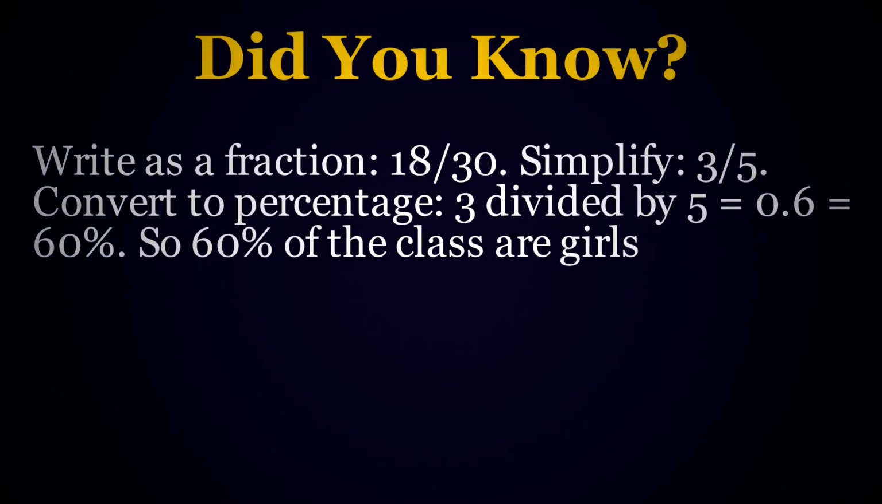A quick fact for you: write as a fraction, 18 over 30. Simplify to 3/5. Convert to percentage. 3 divided by 5 equals 0.6 equals 60%. So 60% of the class are girls.